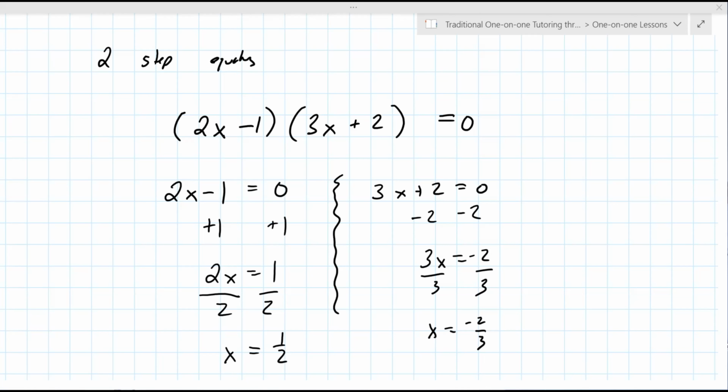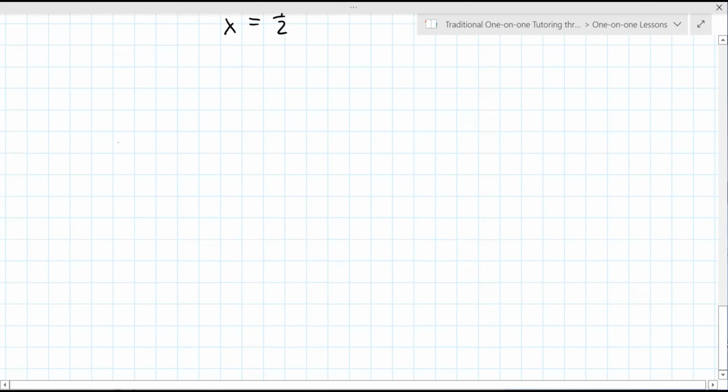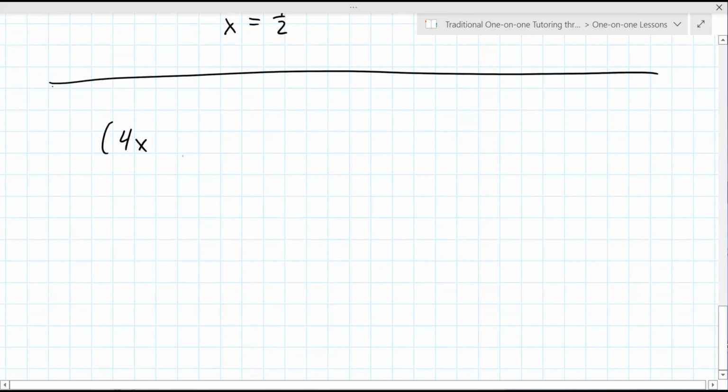All right. I don't know why this isn't working. Okay. So let's try another one here. See if we can get this clarified here. So do you have these notes down? Yep. Okay. All right. So let's try another one here. So let's say it's something like this. It's like 4x minus 3 and then 8x minus 1.